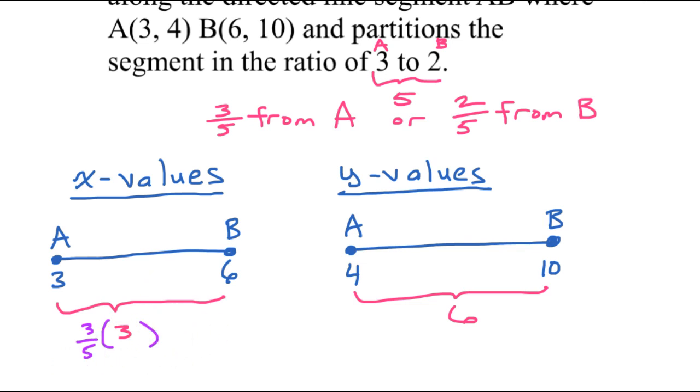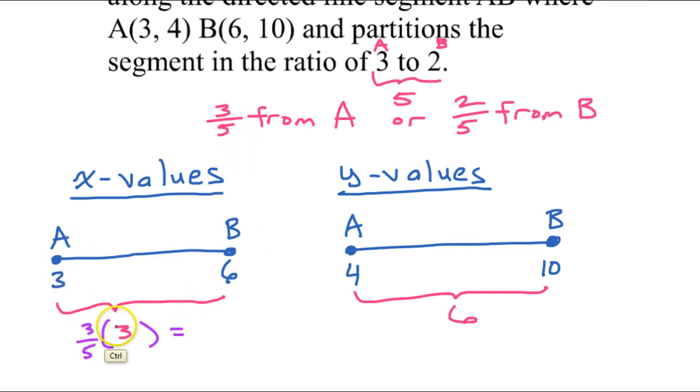Okay, so that's interesting because this is going to be a decimal. But we'll just have to deal with that. So this tells us how far away from A we're going to go. By the way, I could have gone from B if I wanted to and used 2/5. But given a choice, I will always go from left to right. So that's why I'm picking A and I'm going with the 3/5.